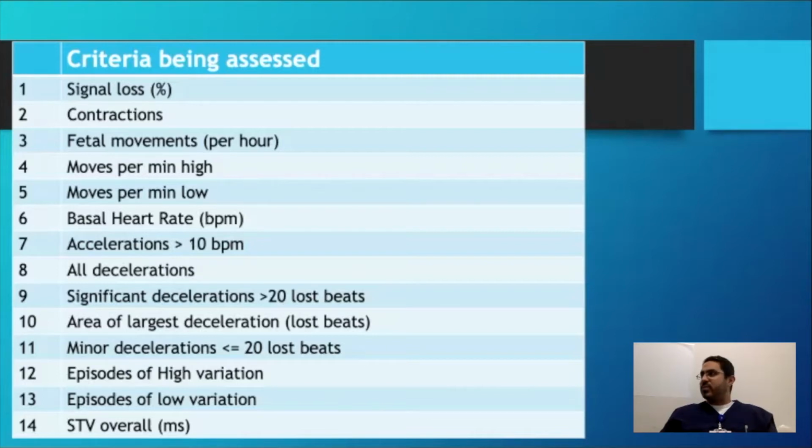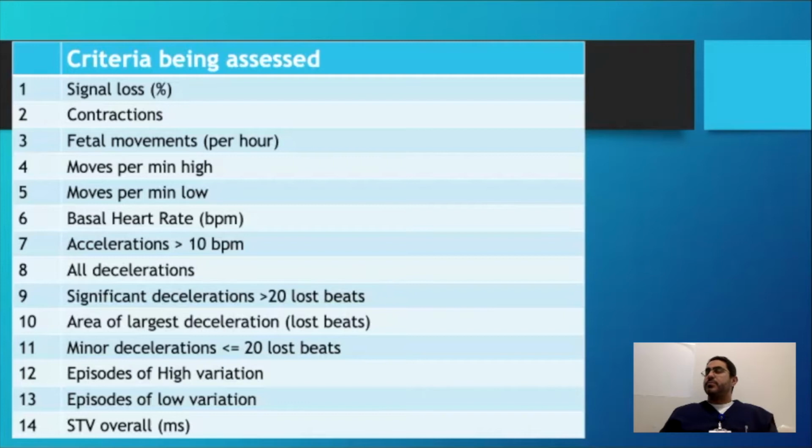You are the monitor, remember that. Okay. Basal heart rate. How do we calculate the basal heart rate? The mode.